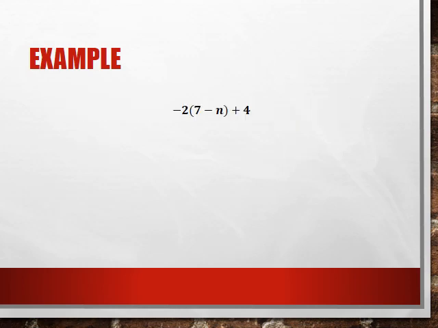So let's look at one more, and this actually takes our distributive property from the beginning of the lesson. First thing I would have to do is distribute. Negative 2 times 7 is going to give me a negative 14. Negative 2 times a negative n is going to give me a positive 2n. And then I still have left on the end that plus 4.